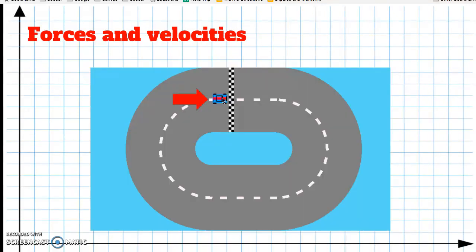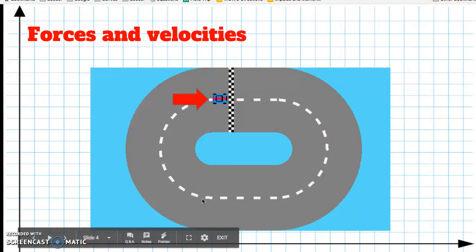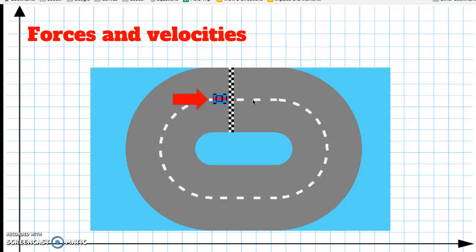So let's think about a race car. This race car is going around the track in a clockwise fashion. If we apply a force to the back of the car in this direction, as shown, that will cause the speed of the car to increase. The car will go faster. If, on the other hand, we apply the force in the opposite direction, right that way, if the car is already moving to the right and we apply a force this way, it'll actually slow it down.